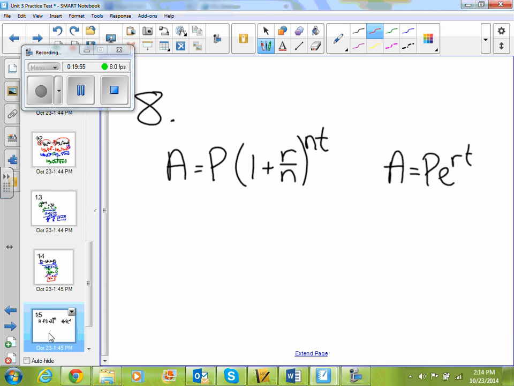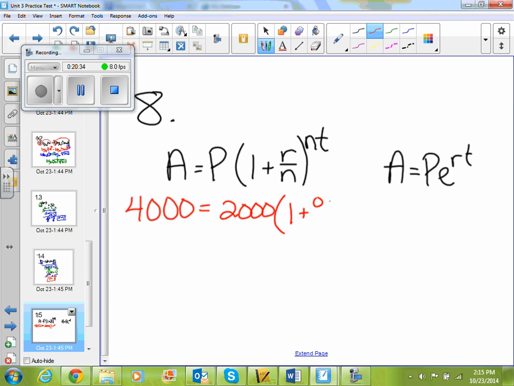Alright, number 8 says determine the time necessary for $2,000 to double at an interest rate of 10% when it's compounded annually and continuously. Okay, so that first formula up there is our annually formula, and the second one is our continuously formula. Know that if $2,000 doubles, it's going to give me $4,000. So the amount that I'm looking for is $4,000. I'm starting with $2,000.